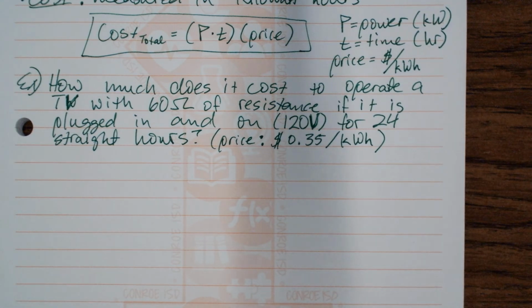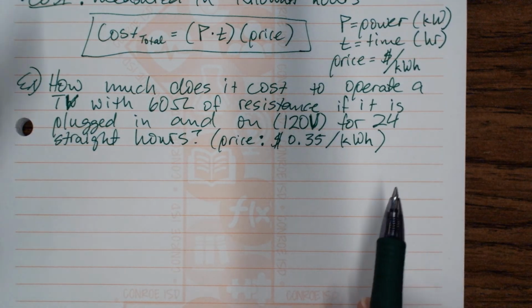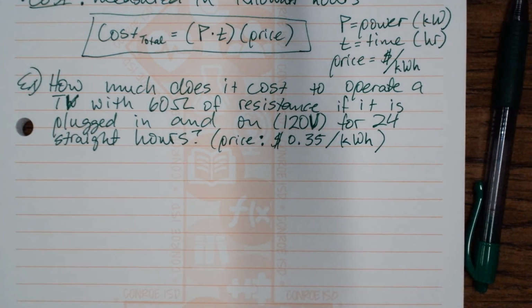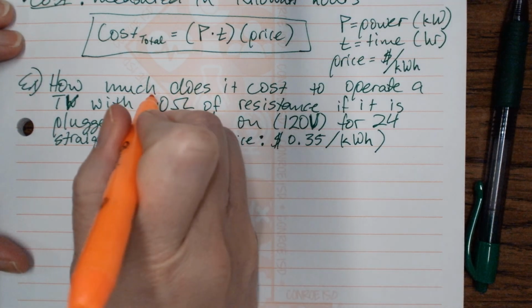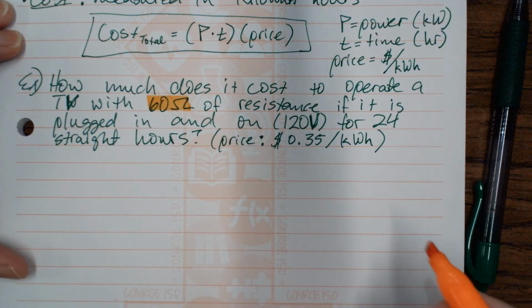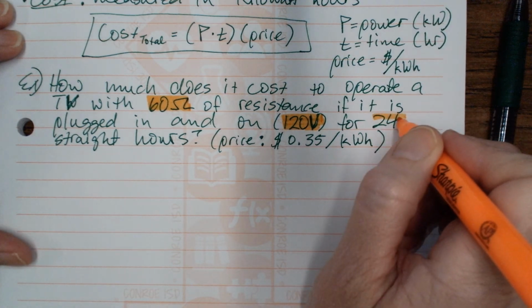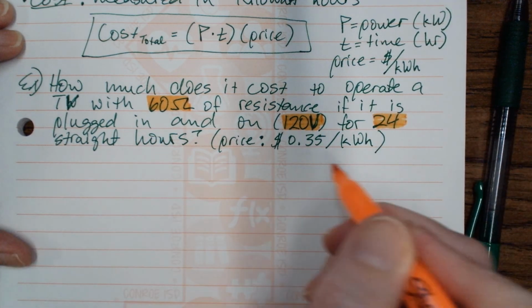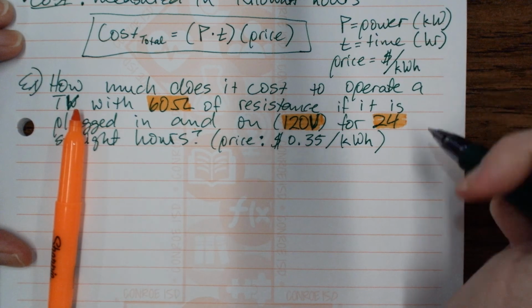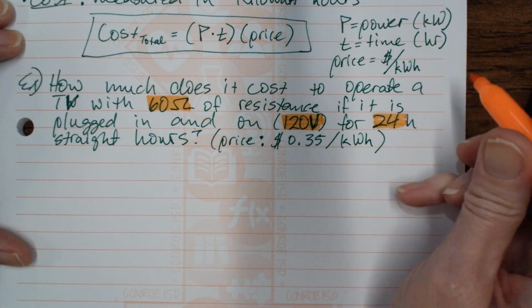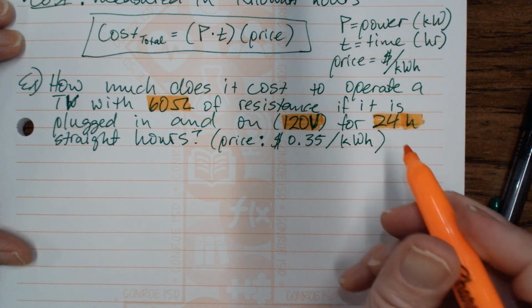All right, so we have, let me get the highlighter again. Okay. We have resistance, we have voltage, we have time. I'm going to just put H at the end of that just to make me a little happier. And we have price.